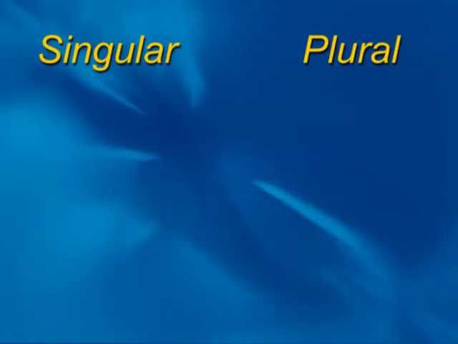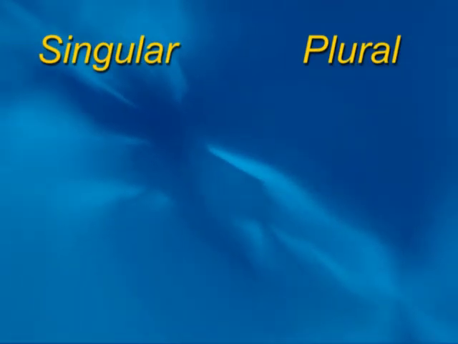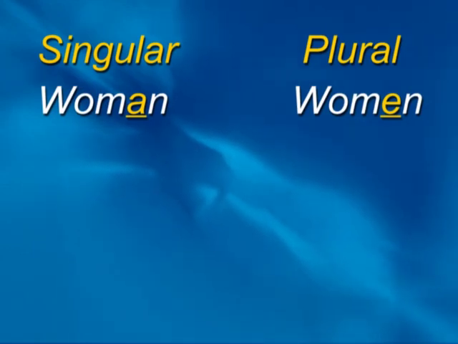Coming to rule number 8. In some cases, we change a vowel which is in the middle of the word or noun. Let's take some examples. Singular, plural. Woman in the singular, and in the plural it would be women.